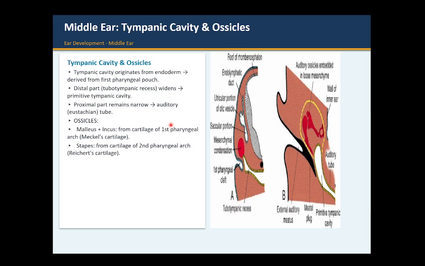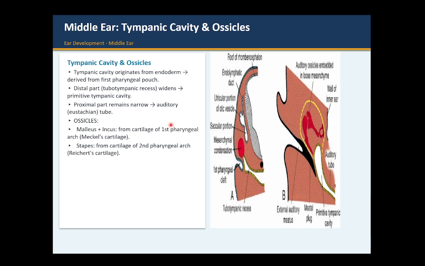So tensor tympani muscle again is coming from the first arch, because it is related with trigeminal, and the first arch nerve is trigeminal, and stapedius is coming from the second arch, and the second arch nerve is facial. So you need to remember this, because in the middle ear you have the junction of both the first and the second arch, because it's coming out from the first pouch, which is in between the first and the second arch.